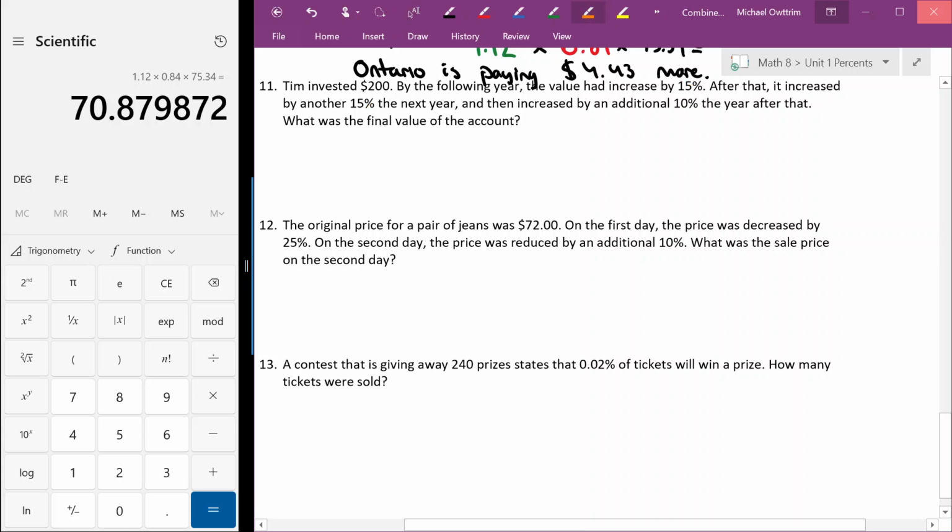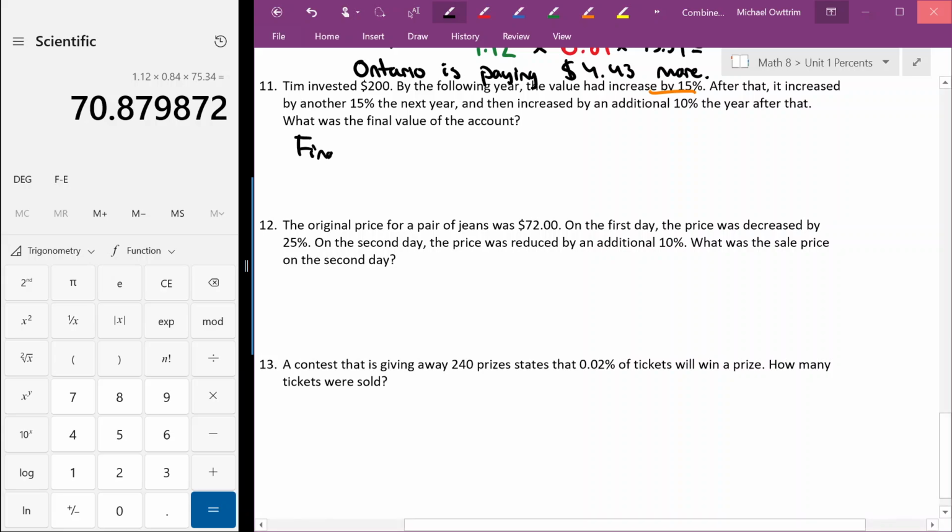The reason we can't combine those together is that when we increase by 15%, it's compared to the start of that year. And obviously, the amount that we have at the start of the first year is not the same as the amount that we have at the start of the second year because we've increased. Okay, so we want to go ahead and kind of stack those together.